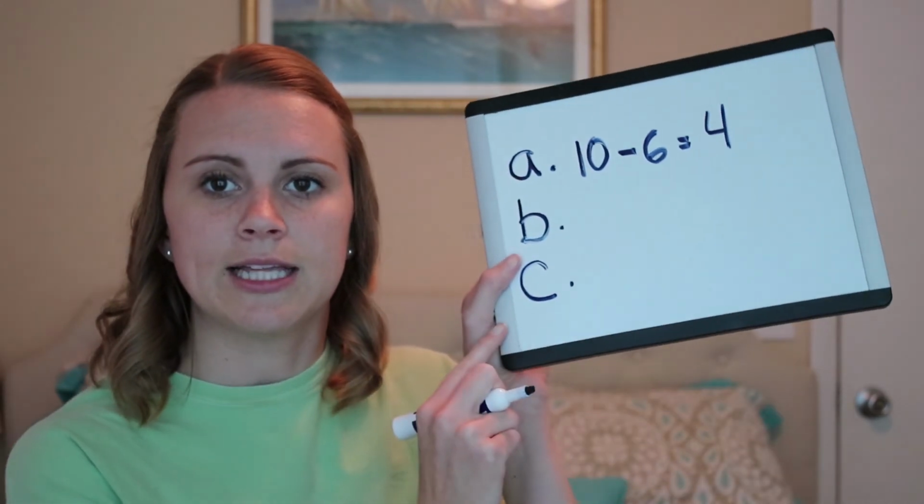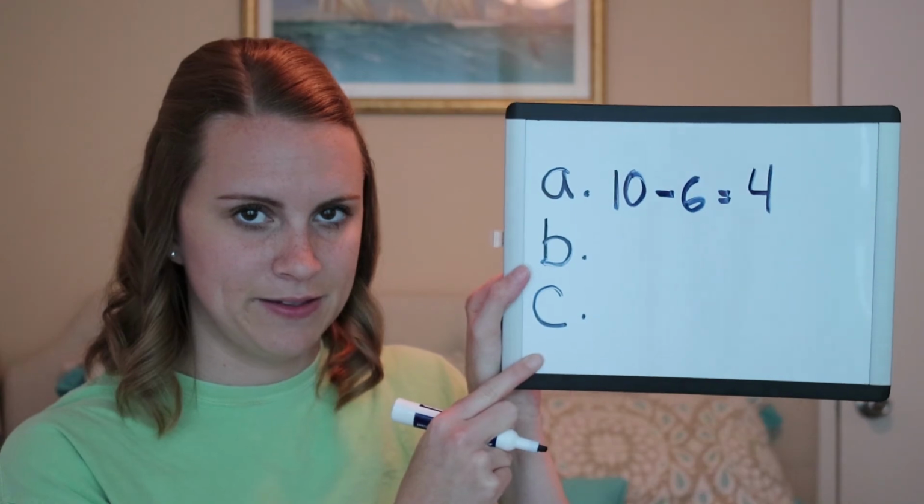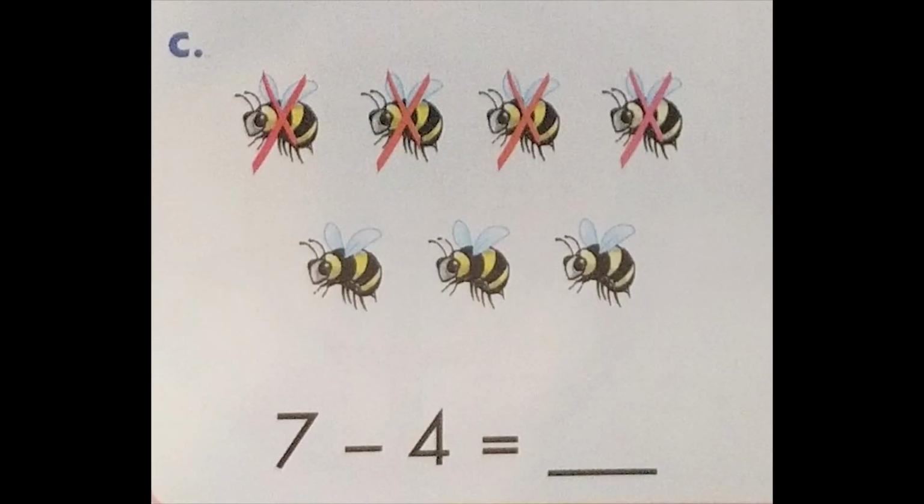All right, so now we're moving on to problem C. So you should write the letter C on your paper, C. And then write down this next problem, 7 minus 4 equals. And go ahead and do the problem. There are 7 bees, and they take away 4. So what is the correct answer? How many bees are they left with? And pause the video if you need more time. But make sure you write your answer.